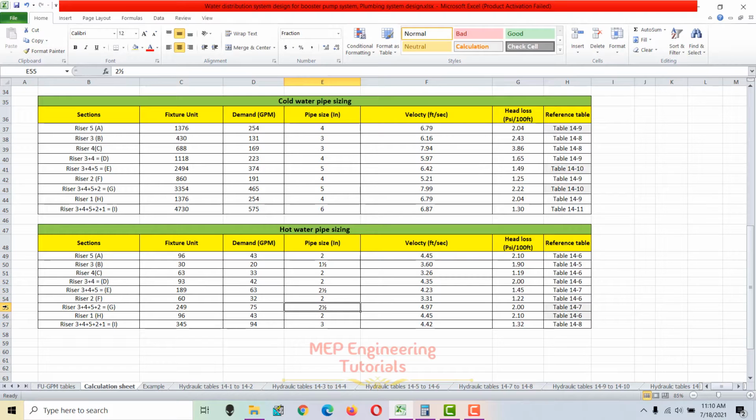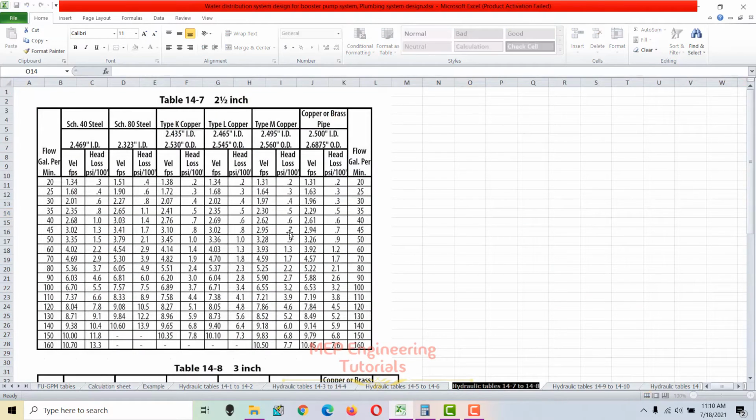Now we need to check the pipe size at this GPM demand. So how much will the hot pipe size be? The table which I used here is reference 14-7. So I'm going to use this table. Demand is 75 GPM. So we have a demand of 70 GPM here, and type L copper.